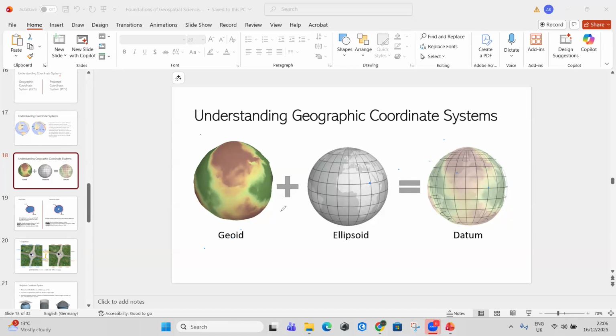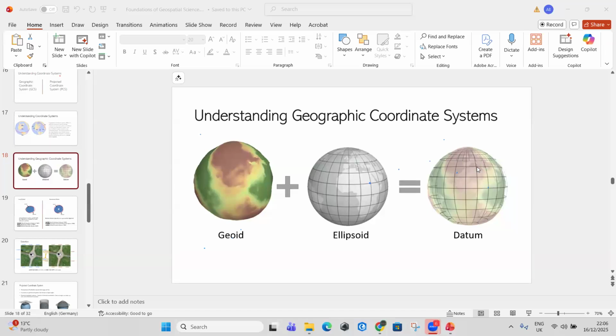So basically, just remember this. The geoid is fixed. This is not fixed. You can add an ellipsoid, spheroid, or anything. And the final datum produced will also be different. So every time you change the reference model, the location and how the datum is produced will change.